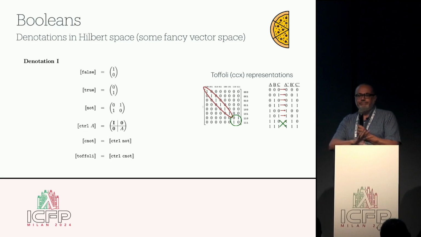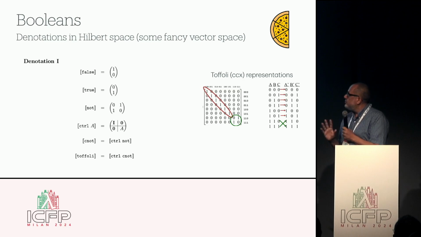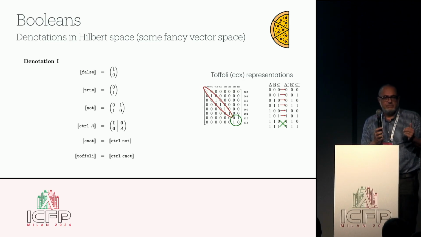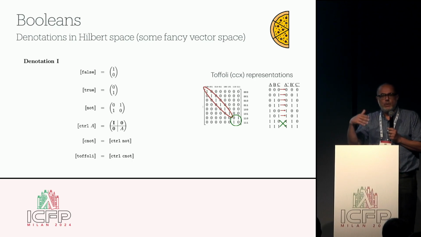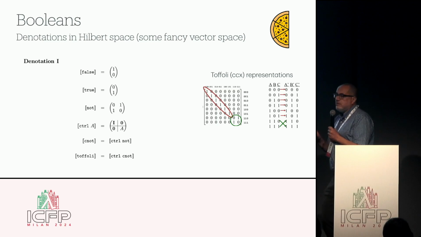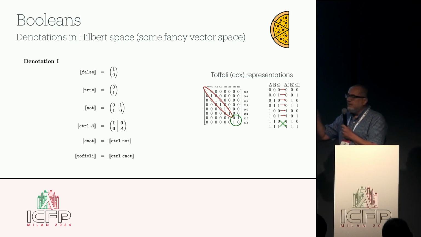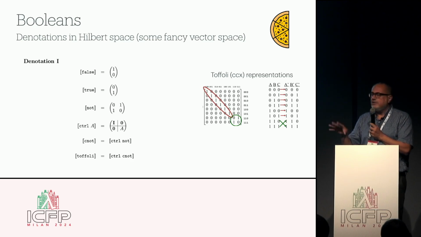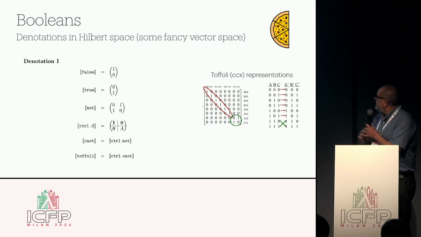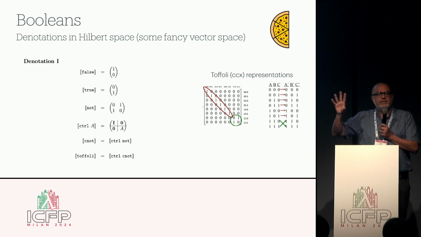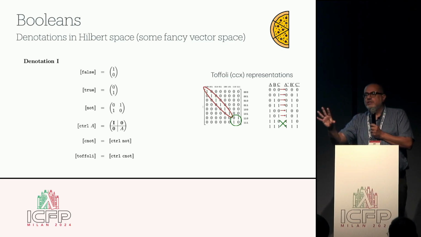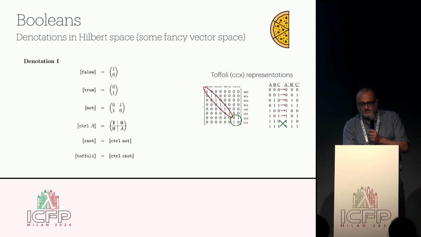So let's start with just the most basic data type that we have, Booleans. So we have false, true, and so on, and we're going to interpret them using vectors. This is because we're going to try to lead to quantum computing. So false is going to be the vector 1, 0, true is going to be the vector 0, 1, and then you can play a little game and do not and various kinds of operations, and they're all vectors and matrices. The details are not too important, but the point is you have Booleans interpreted using vectors and matrices, completely standard.